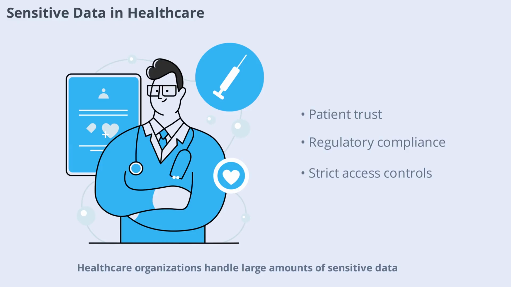Healthcare organizations handle large amounts of sensitive data, including PII and special categories like health and genetic information. Protecting this data is critical for patient trust and regulatory compliance. Robust security measures and strict access controls are essential in this sector.